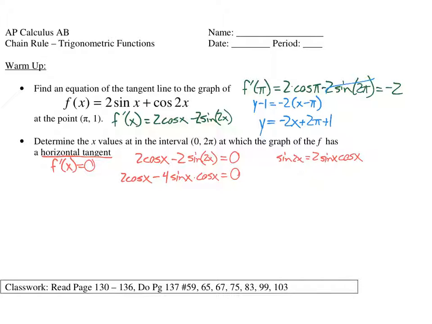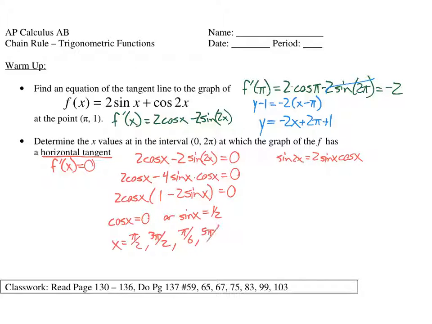And now I'm going to factor out a 2 cosine. So 2 cosine x times (1 minus 2 sine of x) equals 0. And that means that either cosine x equals 0 or sine of x equals a positive 1/2. Alright, so the x values on the interval from 0 to 2 pi, cosine is 0 at pi over 2 and 3 pi over 2. Sine is a half at pi over 6 and 5 pi over 6.